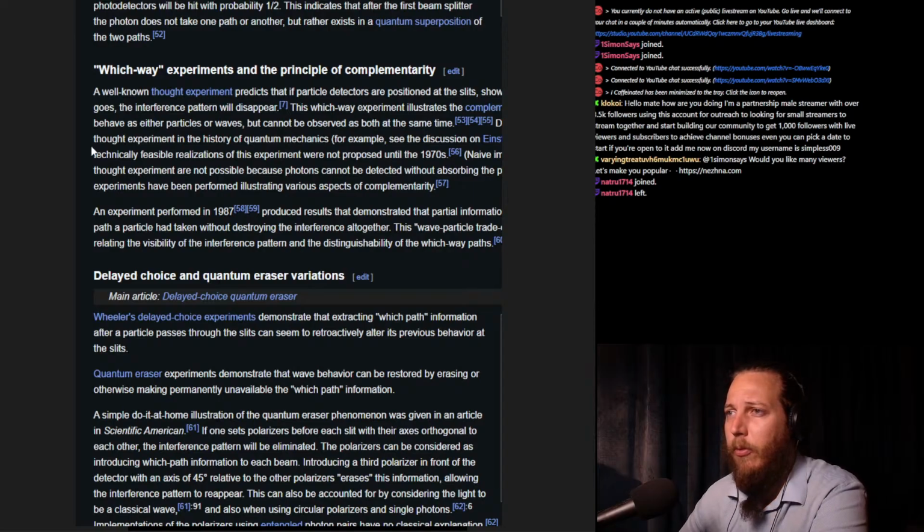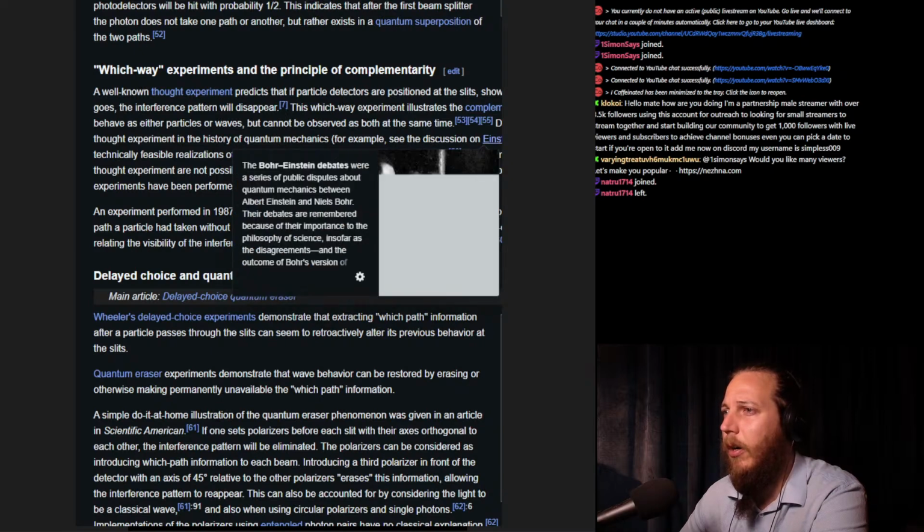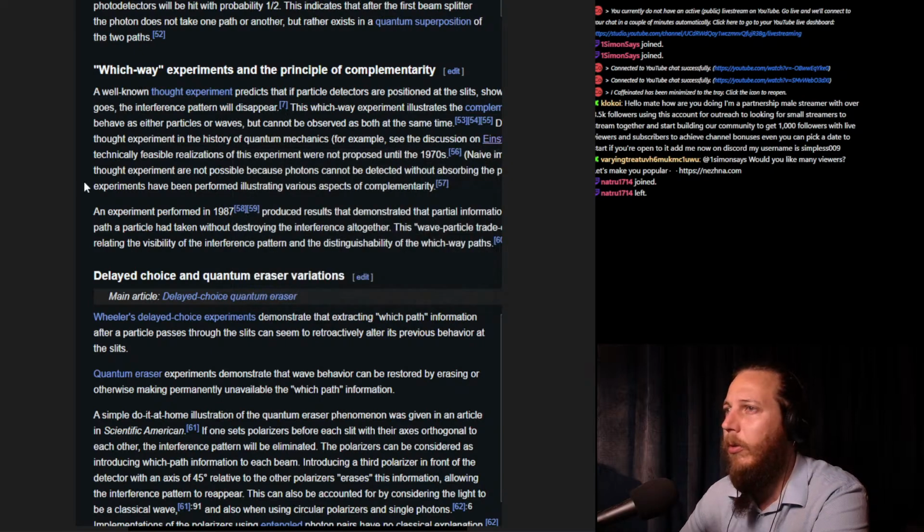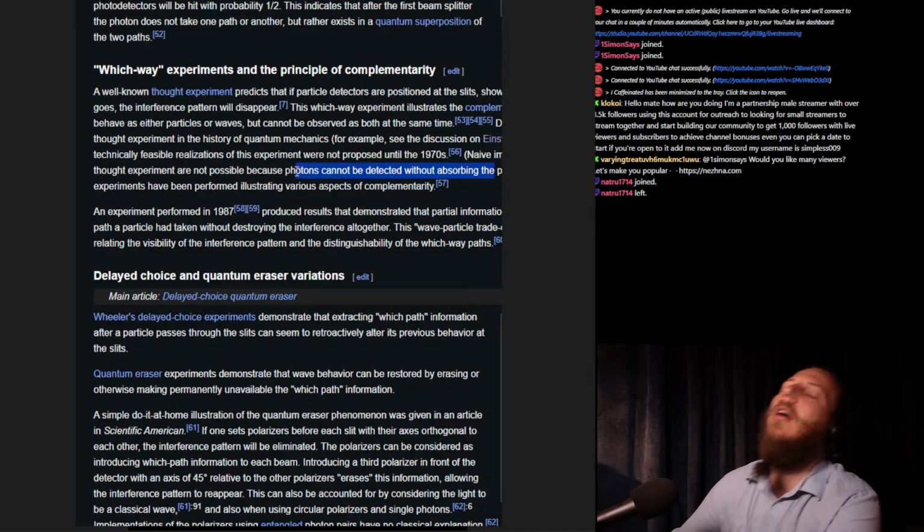Despite the importance of this thought experiment in the history of quantum mechanics, for example, see a discussion on Einstein's version of this experiment. Technically feasible realizations of this experiment were not proposed until the 1970s. Naive implementations of the textbook thought experiment are not possible because photons cannot be detected without absorbing the photon.